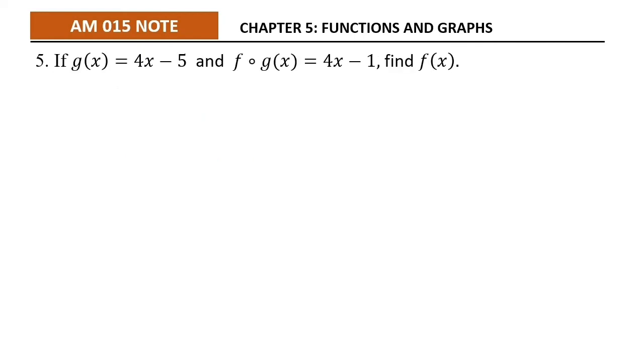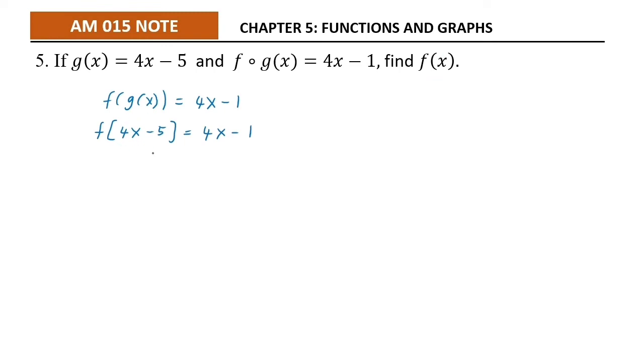If gx equals 4x minus 5 and f of g equals 4x minus 1, find fx. So in this case, we need to find the outer function f. f of g, which is f of gx, equals 4x minus 1. We need to find f. g is 4x minus 5, equal to 4x minus 1. We have f of 4x minus 5 as the input. We need to find fx.